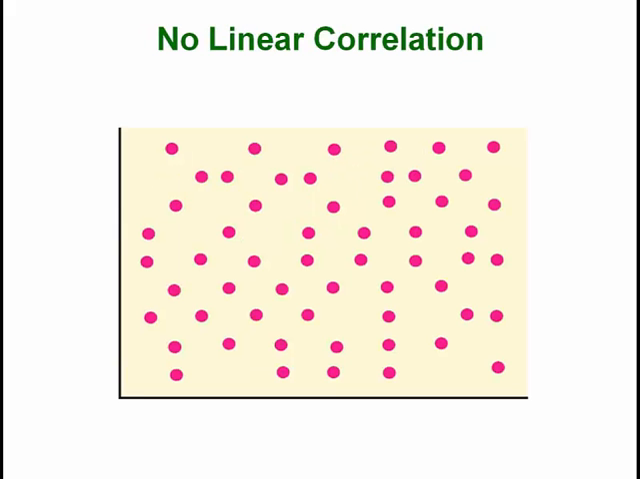Also, we have situations where we have no correlation. In other words, we can look at two different variables, such as rolling a die and pulling a card out of the deck. We know that the number that we get when we roll a die has no effect on what card we get when we pull a card from the deck. So in this case, we have no correlation.